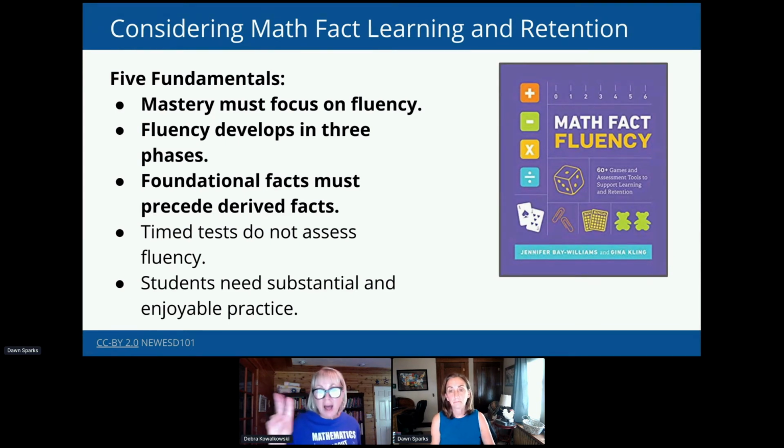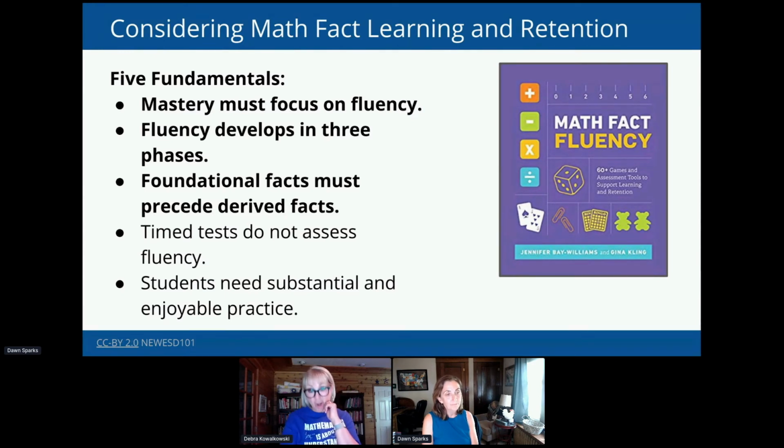There are 2 others that we won't be addressing today. Timed tests do not assess fluency, and students need substantial and enjoyable practice. Now, if you want to get started thinking about this, but you don't have the book yet, on your HyperDoc there is a link to an online sample of chapter 1 of this book. So that is a resource for you to look at and see what those 5 fundamentals are.